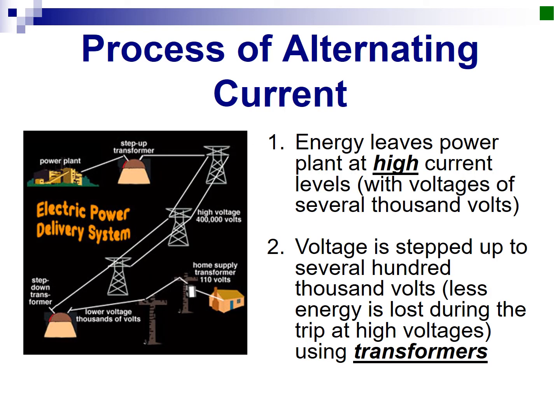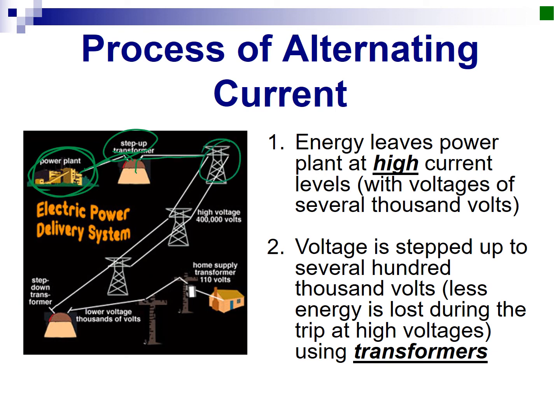Okay, so this is the process that we use because we use alternating current. First off, it leaves the power plant. It's leaving at a few thousand volts, and then you have a transformer. What this transformer does is it steps it up. What does step it up mean? It means it makes the voltage even higher. It steps it up to several hundred thousand.